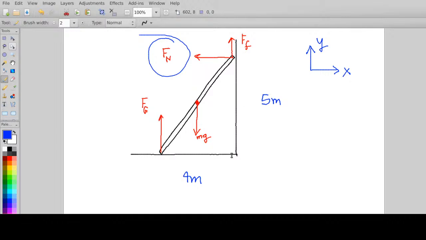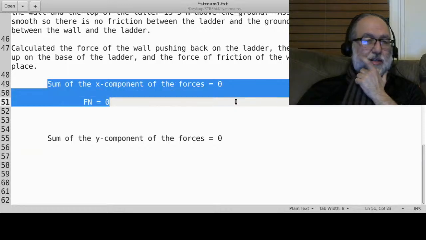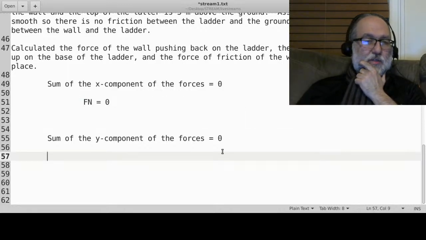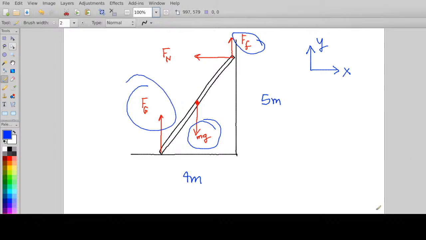What about these forces right there? The sum of the forces in the y direction has to add up to 0. So how do we work out that one? Oops, I forgot to show you what I wrote down. Over here, the sum of the forces in the x direction is equal to 0, and then the sum of the forces in the y direction. Now let's go back to the diagram. We have two forces up, FF and FG, and we have mg down, and they have to balance. Let me circle them. So these two have to balance against that one.